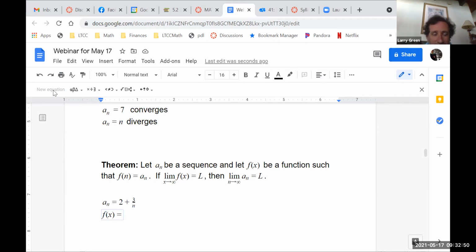Okay, anyone tell me a function of x such that f of n equals a sub n? Hint is it's obvious. Yeah, 2 plus 3 over x. And clearly, f of n equals 2 plus 3 over n. Okay, now hopefully you remembered your very, very basic calculus. And what is the limit?